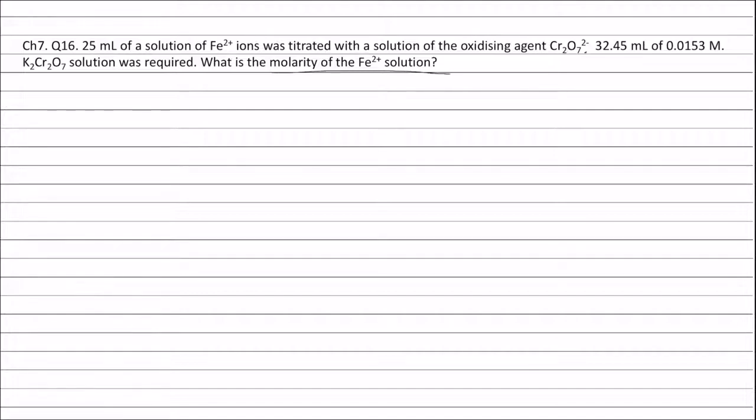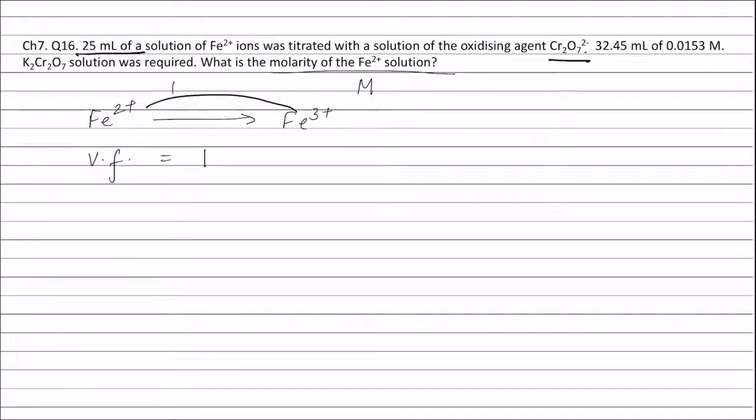Now let the molarity of Fe2+ ion solution be M. Volume of the solution is 25 milliliter and it is oxidized by Cr2O7 2-. Now when Fe2+ ion is oxidized, it changes into Fe3+. The change in oxidation number is 1 and number of atoms of iron is 1. Therefore valency factor for iron is 1.